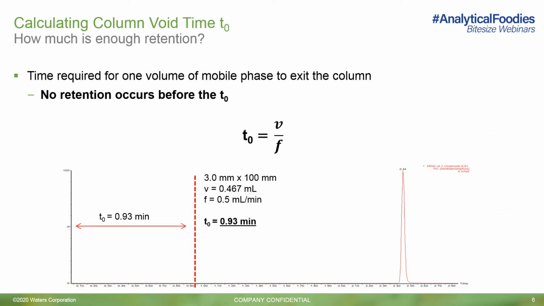Now we have estimated our column void volume. We now need to take our mobile phase into account so that we can calculate our column void time, or T0, which is the time required for one volume of mobile phase to exit the column. If we take the estimated void volume of our 3 mm by 100 mm column, which was 0.467 mL, and divide that by our flow rate, which in this case is 0.5 mL per minute, we estimate our T0 to be 0.93 minutes. This means that any pesticide that elutes before this is not retained.